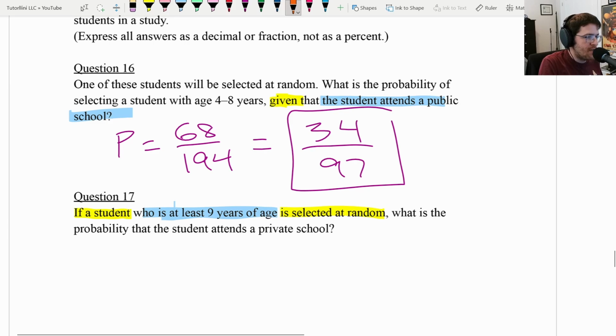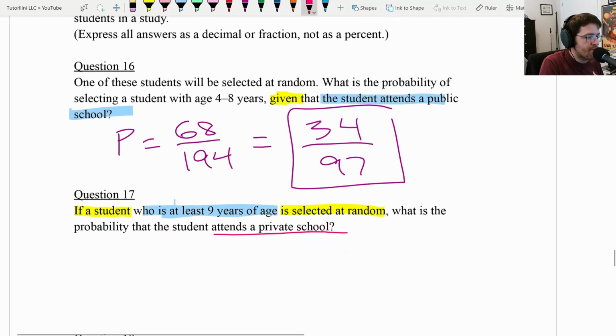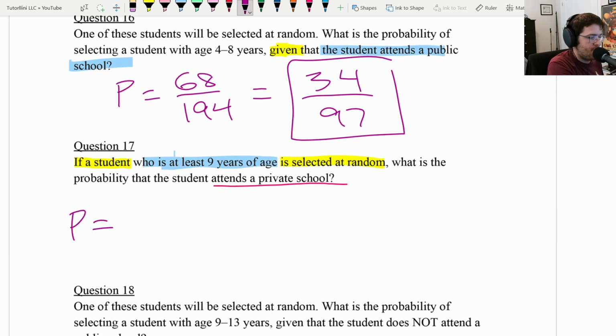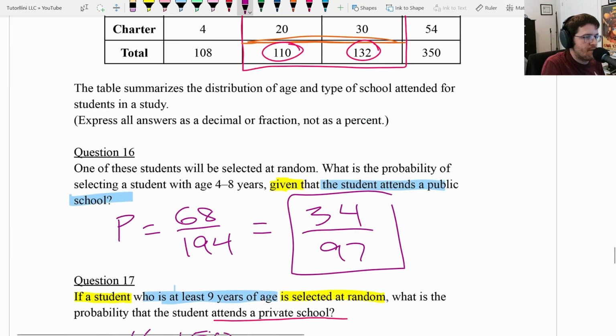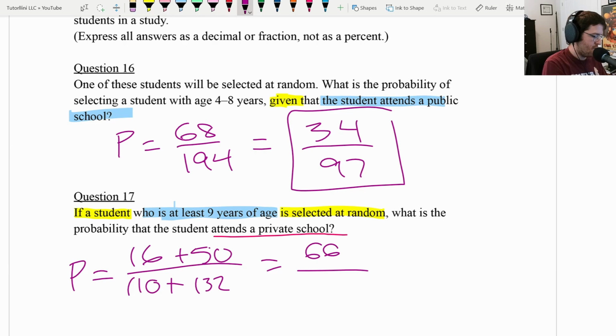Okay, we want the probability that the student attends a private school. Okay, so in this box, private school is the 16 and the 50. And then the total in that box is just these two numbers added up, the 110 and the 132. So the probability is 16 plus 50 over 110 plus 132. 16 plus 50 is 66. And then 110 plus 132 is 242. So 66 out of a 242 total. Let's see what that reduces to. That reduces to 3/11.